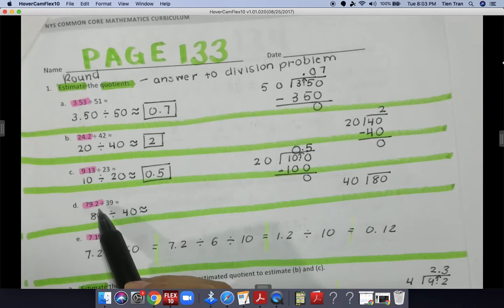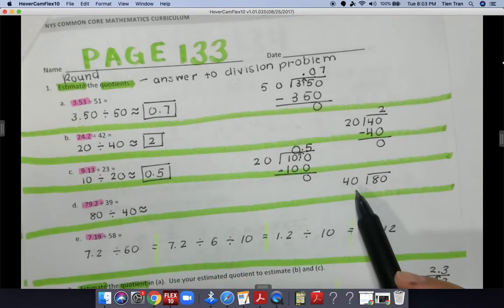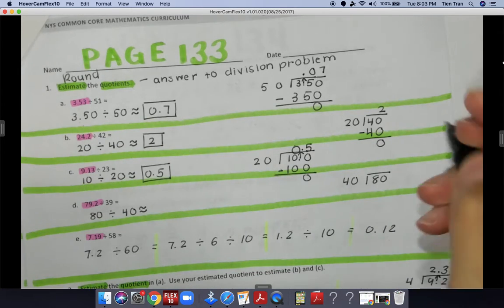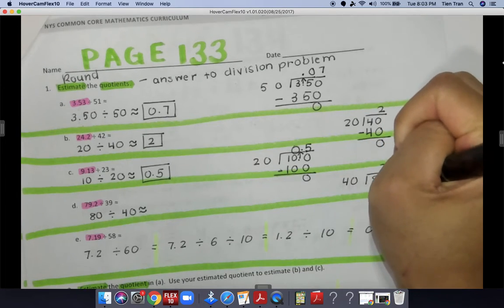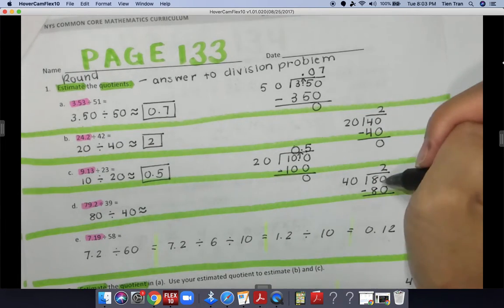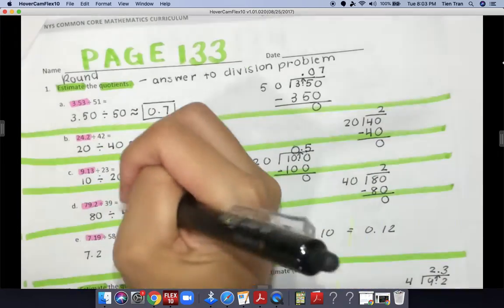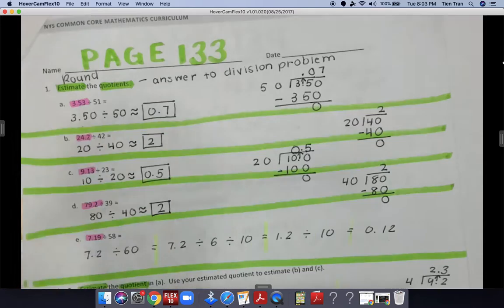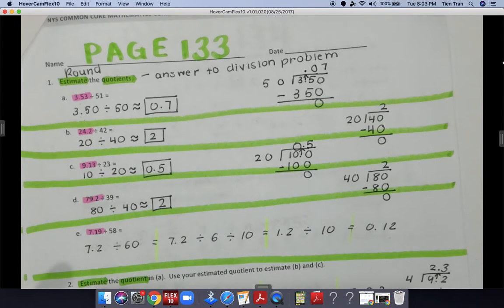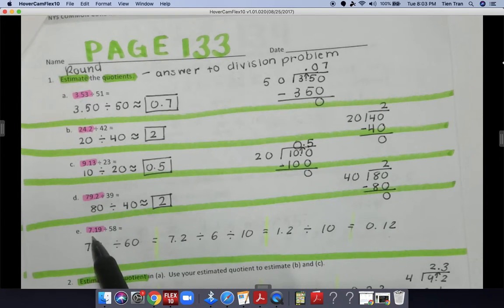Now for my next problem, I have 79 and 2 tenths divided by 39. I am rounding 79 and 2 tenths to 80 and 39 to 40. So I'm figuring out how many times 40 can go into 80. 4 times 2 is equal to 8. Add my 0 and I get 80. Now I'm subtracting 80 minus 80, which is equal to 0. So my final answer is equal to 2. However, like I said, your answers may vary because you use different numbers. So if you changed 7.19 to 8 or to 10, and you divided by 60, then you're going to get a different answer.